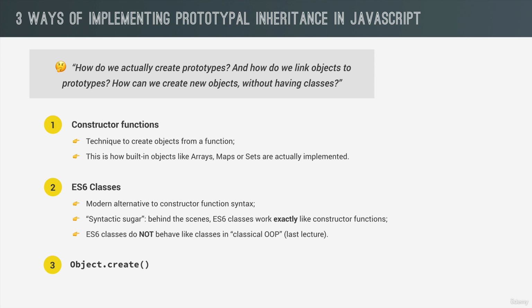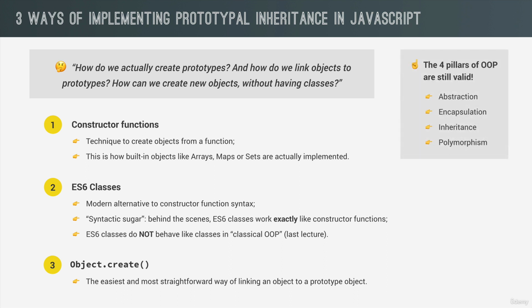Finally, there's also the Object.create function, which is basically the easiest and most straightforward way of linking an object to a prototype object. However, it's not as used as the other two methods, as we will see over the next couple of lectures.